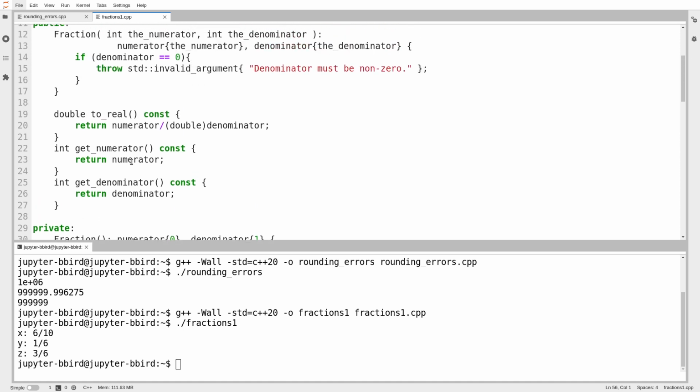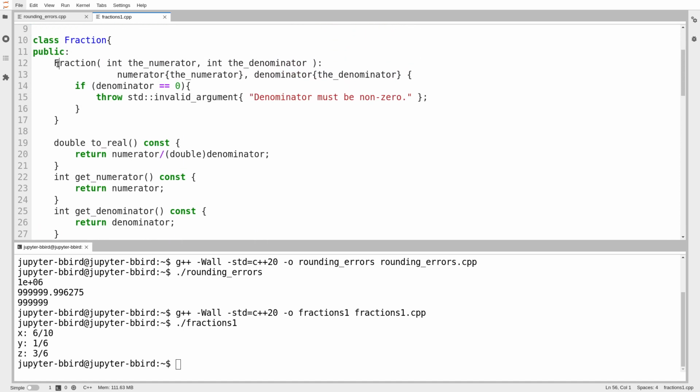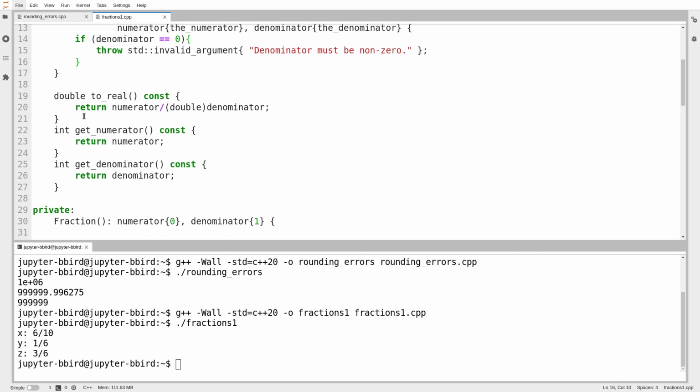So currently I've got this fraction class, which has a constructor that takes a numerator and denominator and then initializes the members accordingly. It verifies that the denominator is not 0 because that wouldn't make any sense, and it prevents the construction from completing if that's the case. There's a function to get the numerator, to get the denominator, and a function to return a double representation. So the fraction can convert itself to a real number if needed.